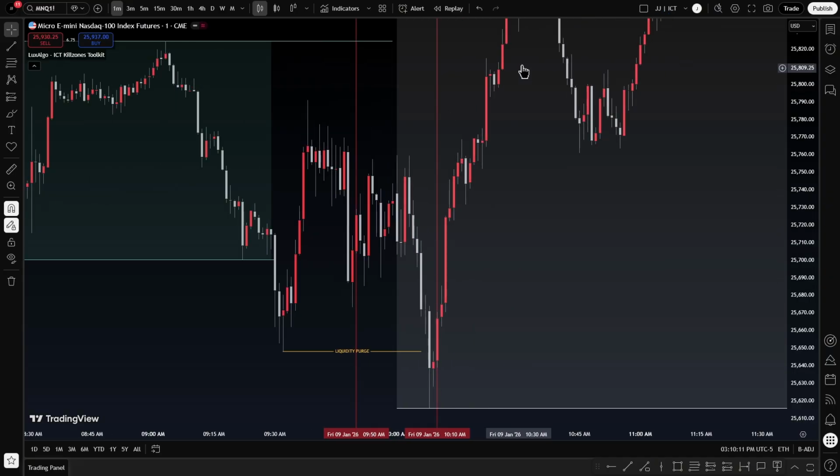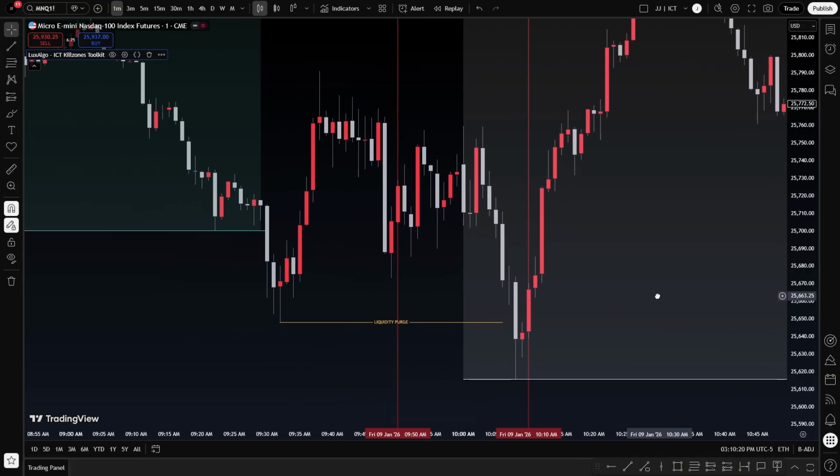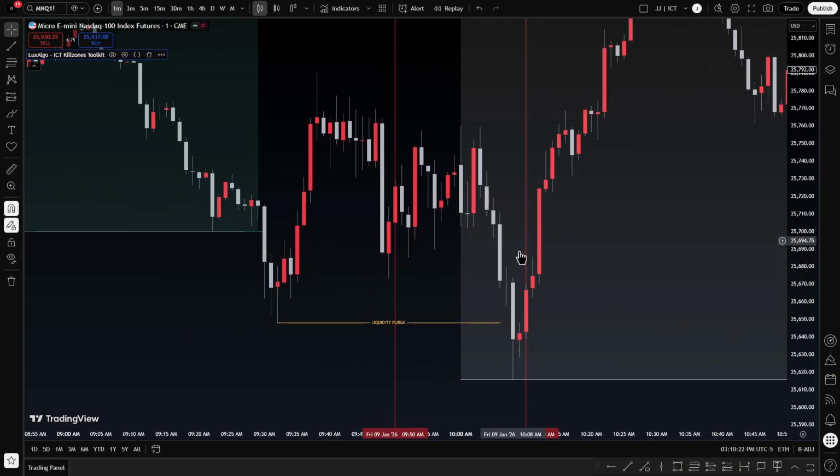To see New York moving like this, especially after a large move in pre-market, is very unusual, I'm not gonna lie to you. But it can happen. It's probably a 20% chance of happening, but it's very, very rare that price moves like this during New York after pre-market has a crazy move.